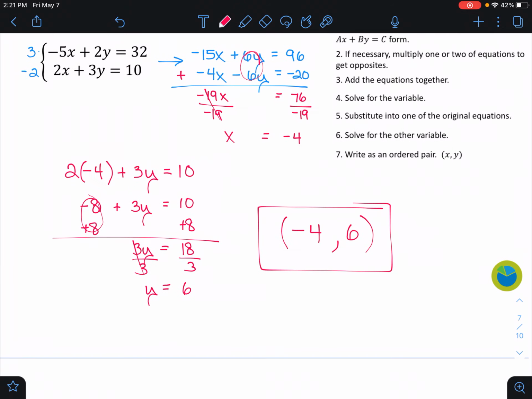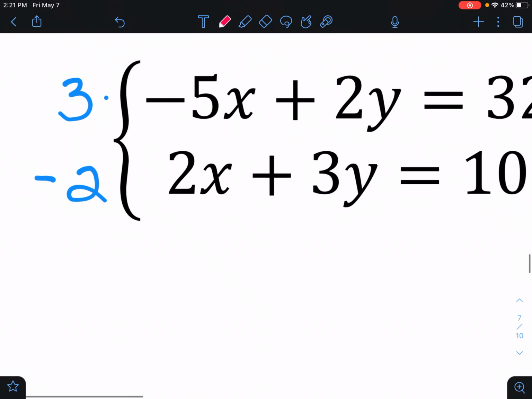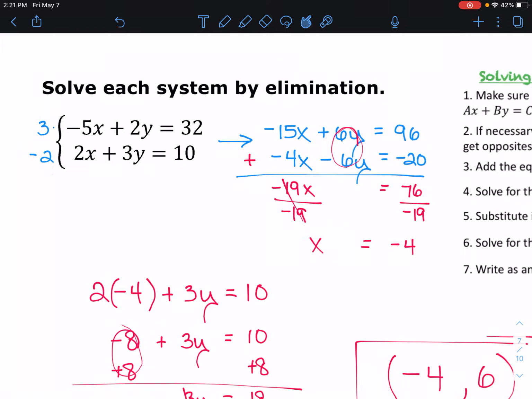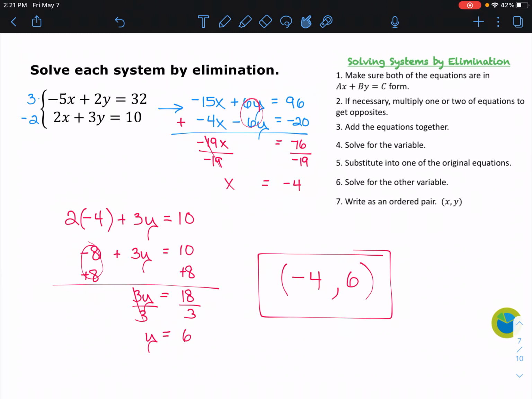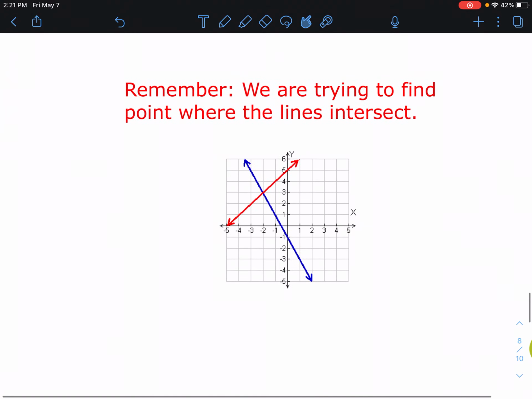And there's my answer. Now, if you would have eliminated x here instead and made these opposites and, like I said, make this one negative 10x and this one positive 10x, you still would have ended up with the same answer at the end. So it doesn't matter. Just do the way that you feel makes the most sense or is easiest to you. But this would be where they cross, negative 4, 6 is where those lines cross. Remember, that's always what we're trying to find, is where the lines intersect. What point is that at?